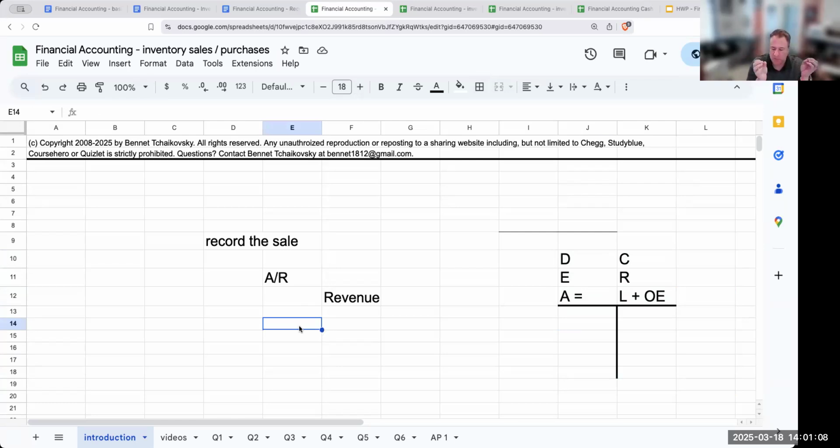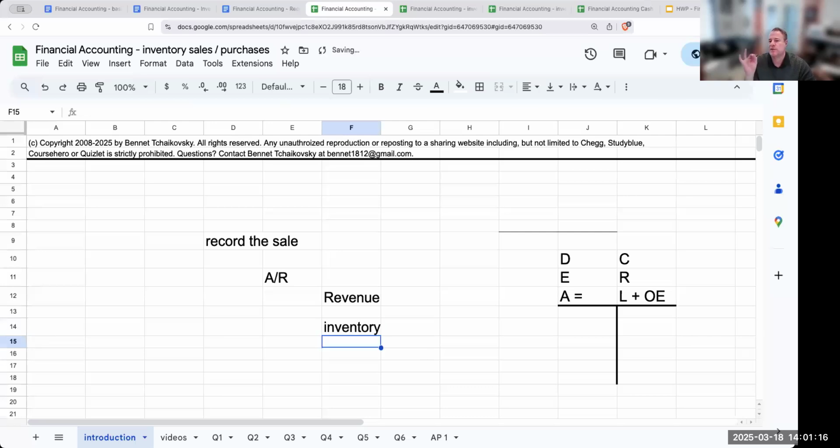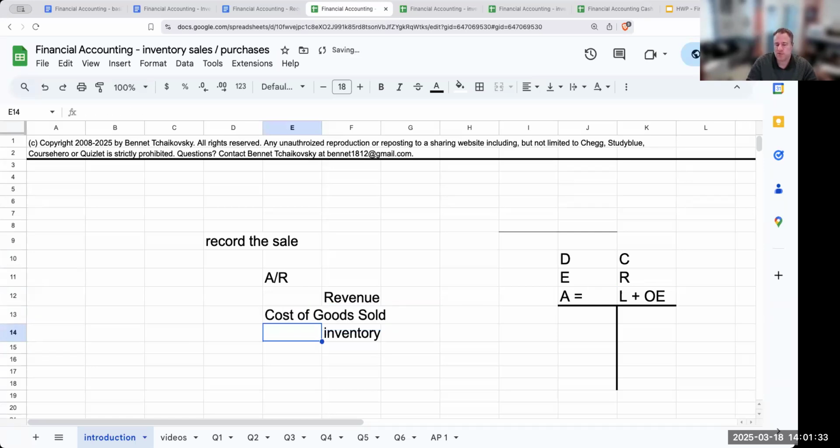If I'm Costco, when I walk out of there with a cart, I'm going to be crediting inventory because the customer is leaving with my goods. I show that decrease to my asset. Inventory is an asset, so I show a decrease to that with a credit. But here I've got to record a cost of that inventory, and this is going to be called my cost of goods sold. So this is an expense.